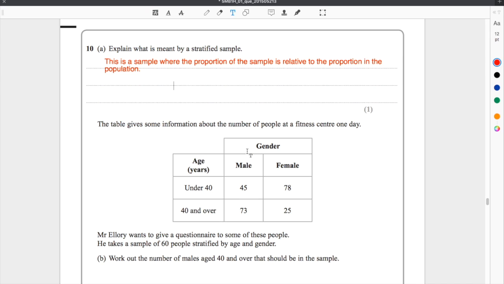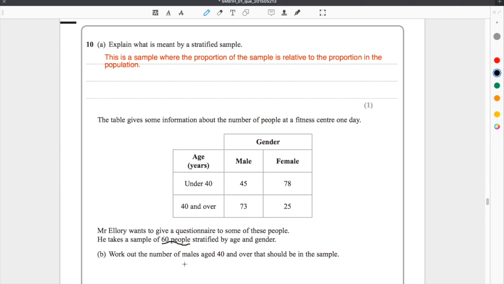The table gives some information about the number of people at a fitness centre one day. So, again, looking at the question, the sample is of 60 people. Work out the number of males aged 40 and over that should be in the sample. So males aged 40 and over, we're looking at this value.